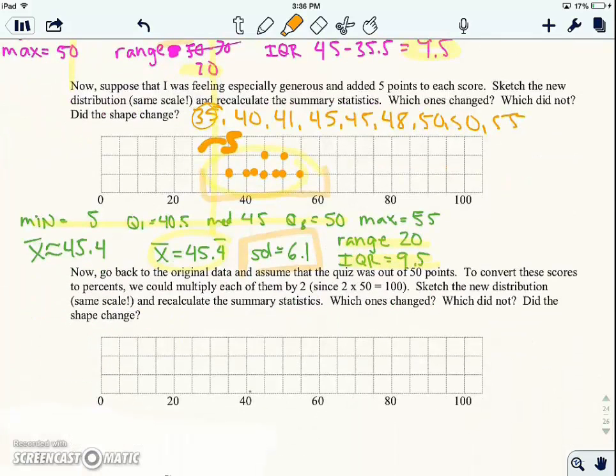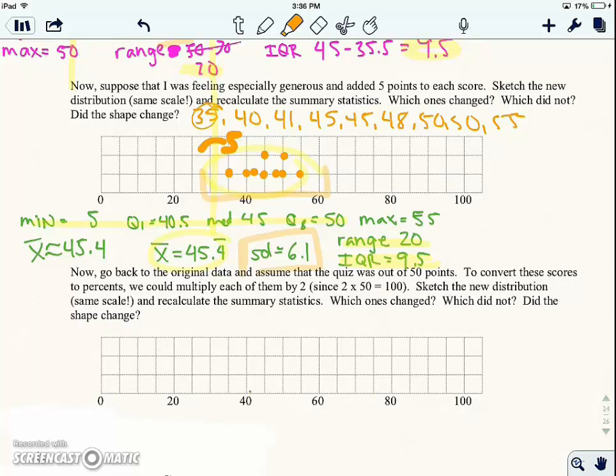Alright, so now let's go back to the original data and assume that the quiz was out of 50 points. To convert these scores to percents, we could multiply each of them by 2, since 2 times 50 equals 100. Sketch the new distribution, we want the same scale, and recalculate the summary statistics.